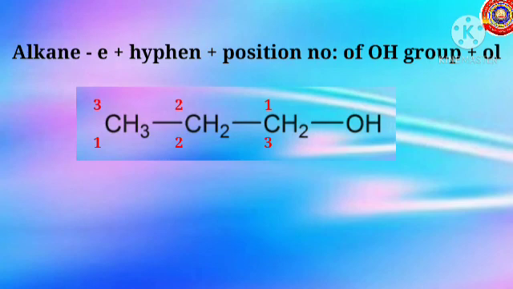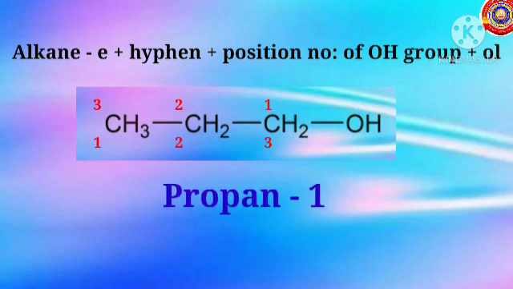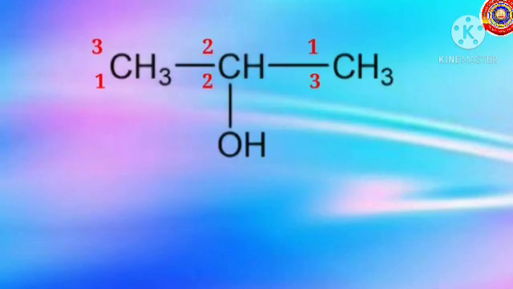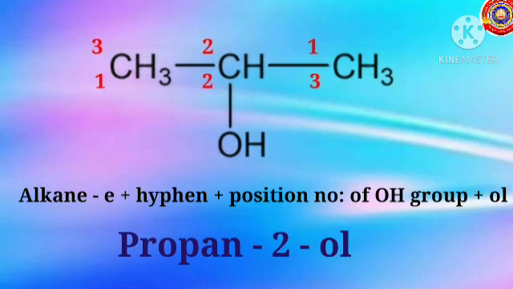If so, can you say the IUPAC name of the structure A? Yes, it is propan-1-ol. Understood? And what about the structure B? The IUPAC name of the compound is propan-2-ol. Here, the OH functional group is present in the second carbon atom. Hence, the IUPAC name is propan-2-ol. Is that clear?